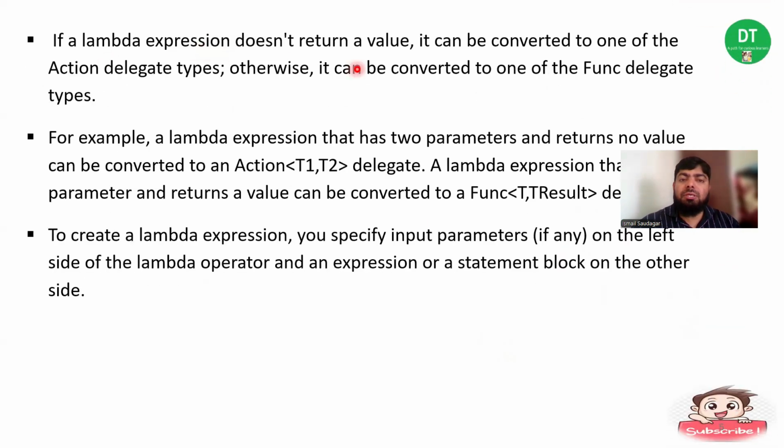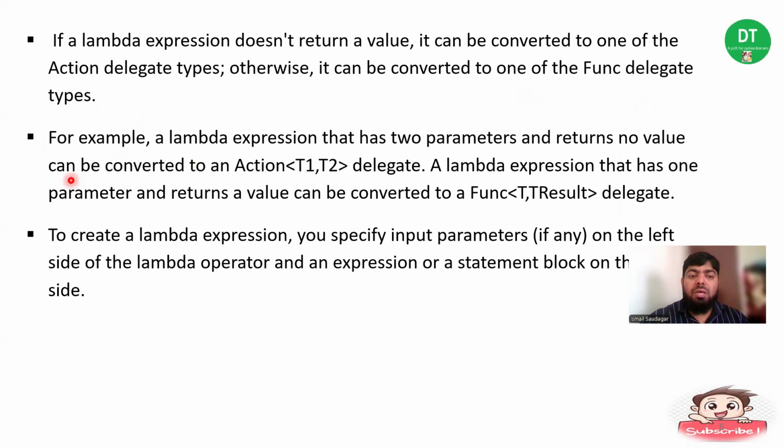If a lambda expression doesn't return a value, it can be converted to one of the Action delegate types. Otherwise, it can be converted to one of the Func delegate types. This concept is related to delegates, and you can watch my video to understand. But for your understanding, an Action delegate is a delegate which holds the reference of a method that does not return any value. And a Func delegate is a delegate which holds the reference of a method which takes an input parameter and also returns a value.